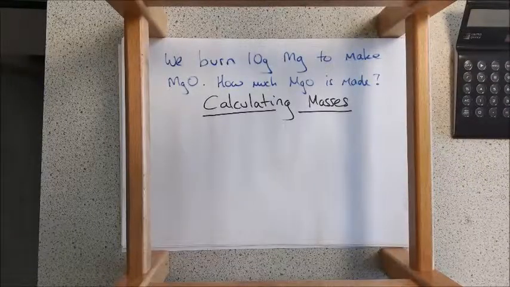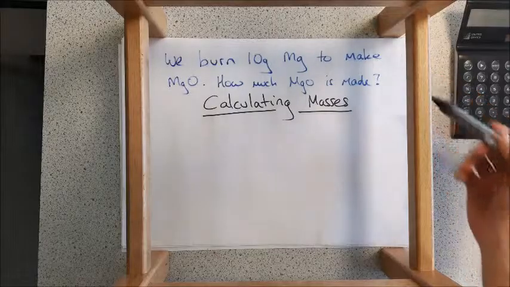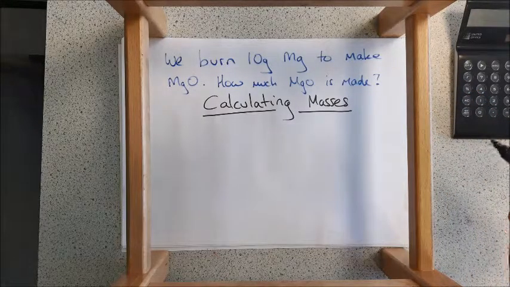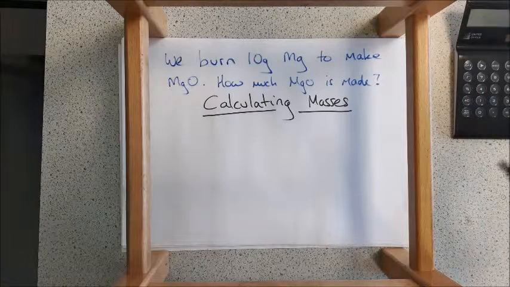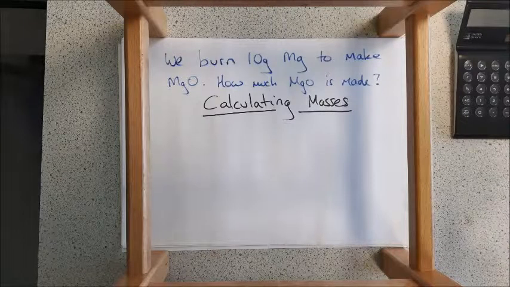Hello and welcome to this video on calculating masses in reactions. So I've got a question up here in blue, which is what we're going to be doing the calculation for. It says we burn 10 grams of magnesium to make magnesium oxide. How much magnesium oxide is made?